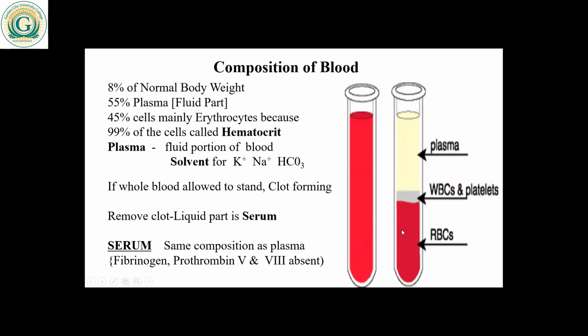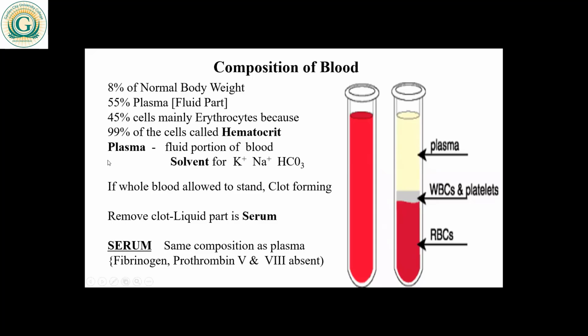So mainly in a healthy person, whole blood is made of 55% plasma and 45% red blood cells. And hematocrit is the percentage of red blood cells you have in your system. So we are saying 99% of the cells are called hematocrit. That means the significant part of the cells is mainly red blood cells. As I said, less than 1% makes up white blood cells and platelets.